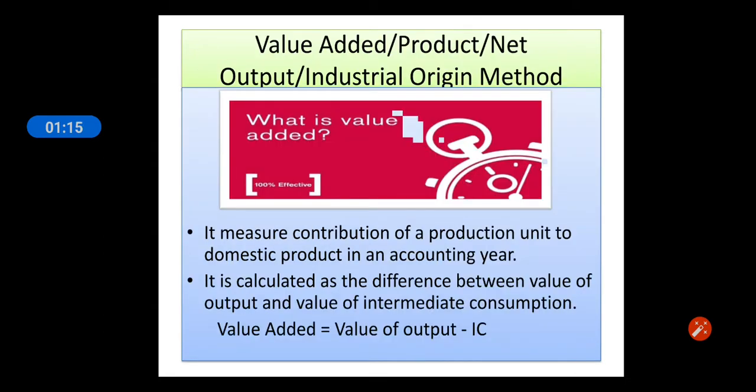Value added method is known as product method or net output method or industrial origin method. What is value added and what does it measure? It measures the contribution made by all producing units to domestic product in an accounting year, and it is calculated as the difference between the value of output and value of intermediate consumption. So if we subtract the value of intermediate consumption from the value of output, we get value added.